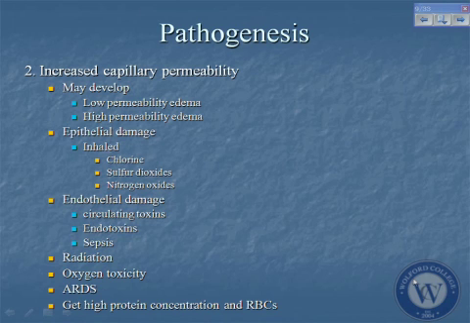But usually that's a later sign. The other thing that can occur is due to increased capillary permeability. That's the epithelial damage. That may develop from low permeability edema or high permeability edema. What you're looking at is epithelial damage due to inhaled substances such as chlorine gas and sulfur dioxides and nitrogen dioxides can be very, very dangerous for people.